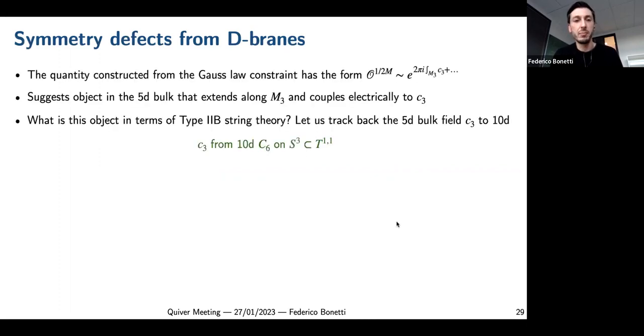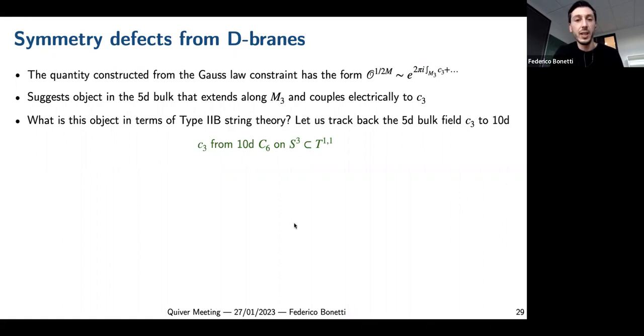In order to get some guidance of what kind of objects we should consider, however, the Gauss law analysis is very useful, because ultimately what it's telling us is that we should consider objects that have to do with the holonomy of this C3 field. But what was C3 in the first place? That was sort of the highlighted item in the list of 10D origins. That guy comes from the 6th form on the 3 sphere.